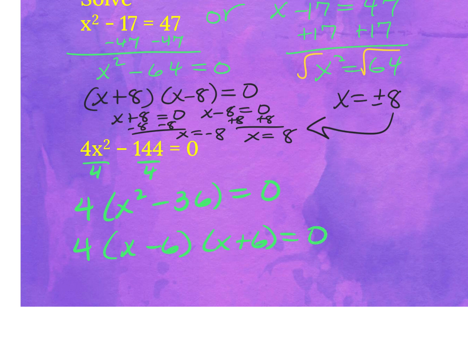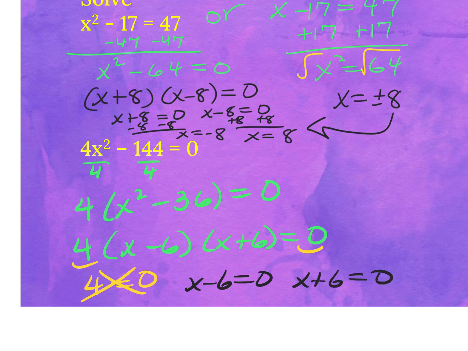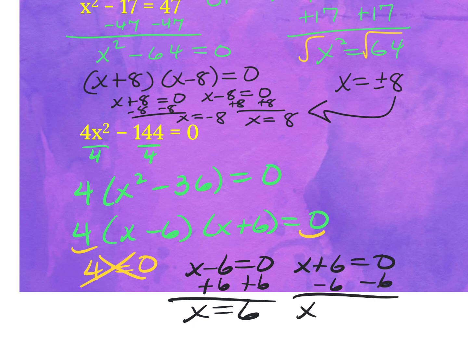And now we set each one of the factors equal to 0. Now, if I set 4 equal to 0, this is nonsense. It will never happen. So I don't do anything with that. But then I'll take the next one, the x minus 6, set it equal to 0, and the x plus 6. So this one adds 6. x equals positive 6. And this one's x equals negative 6.